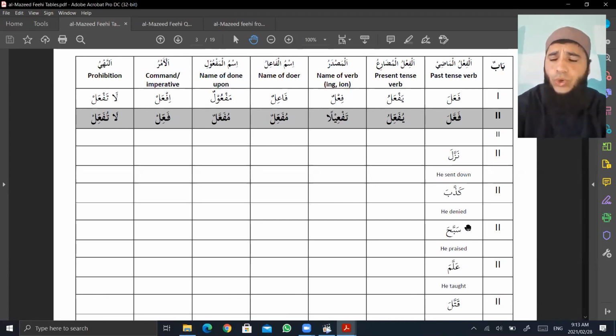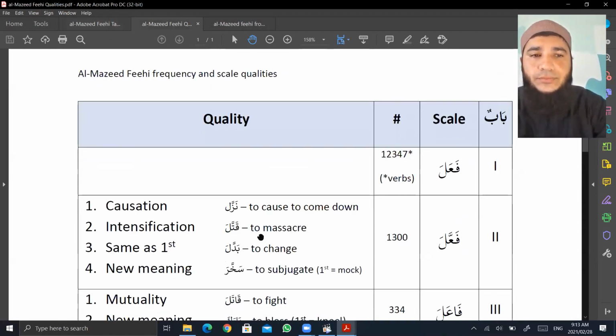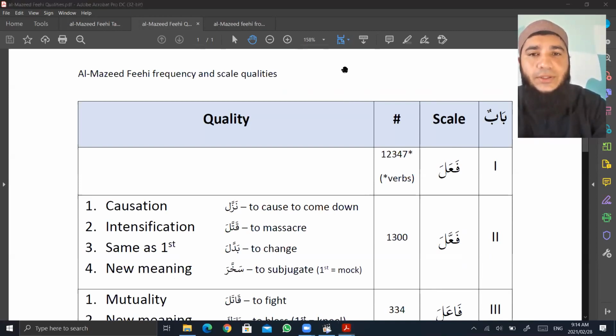And what did you say? What are the connotations of the second bab? What connotations are often found in the meanings of the second bab? We mentioned four. There we have them. One, causation. Number two, intensification. Number three, same as the first bab. And four, sometimes has a new meaning.